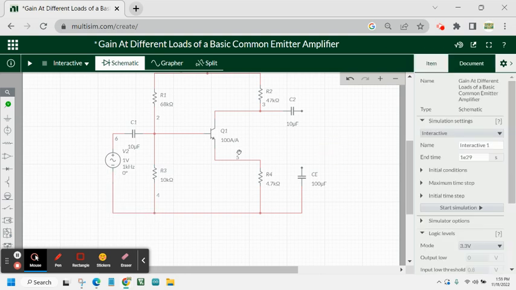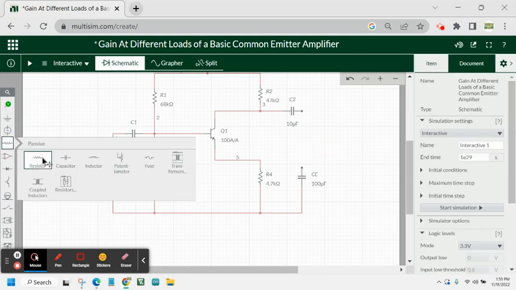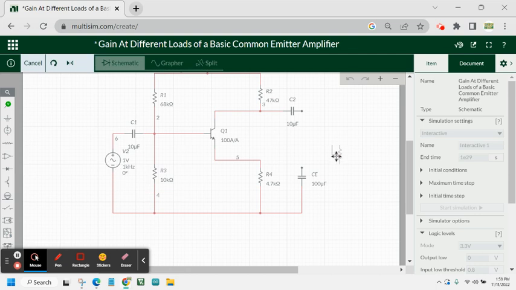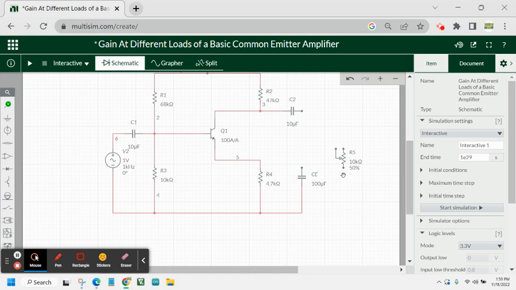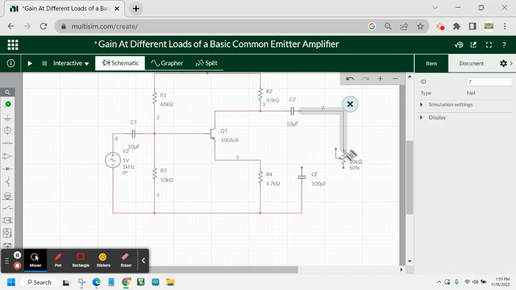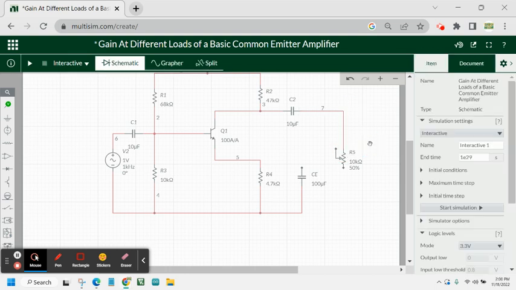And then in the output side, we will be placing a potentiometer or the variable resistor, and we will just connect one side of it because the examples that we will do will be varying the value of the potentiometer, and in the beginning there will be no load or no potentiometer will be connected.